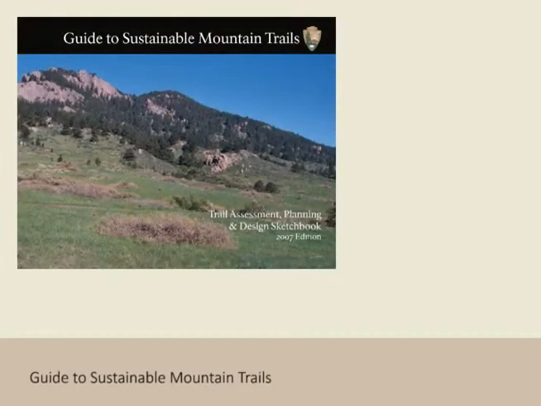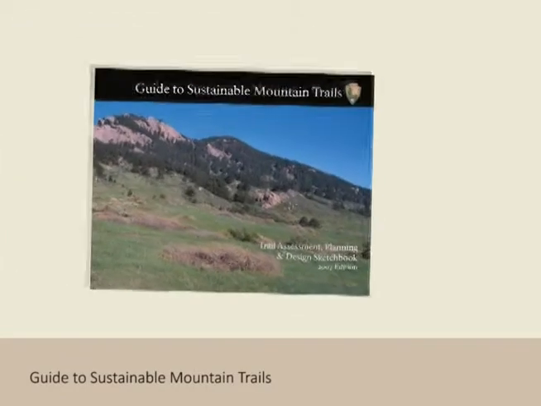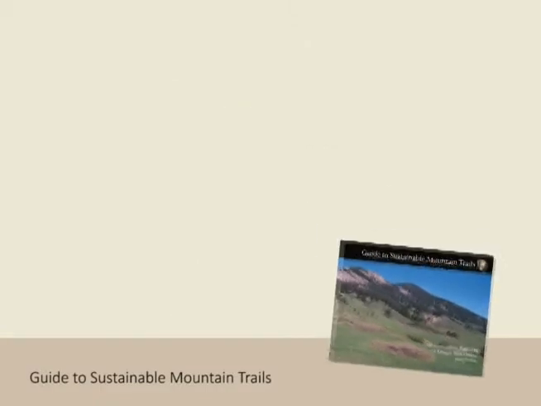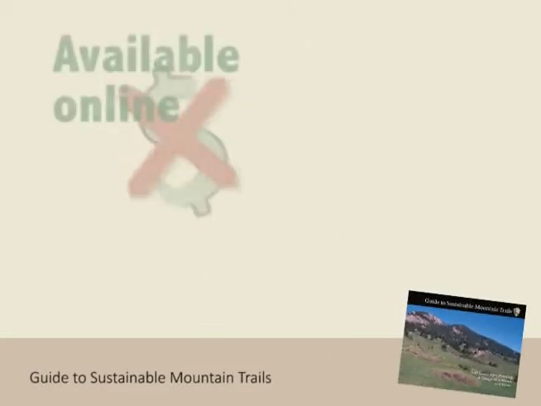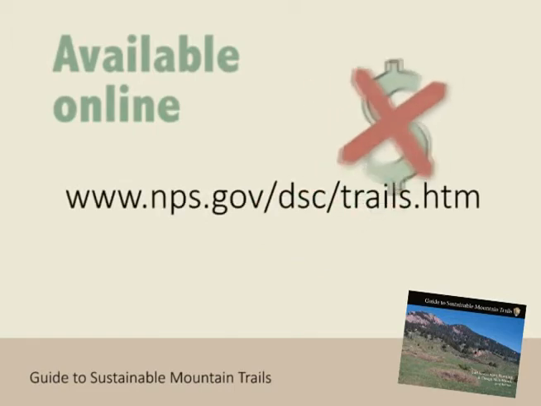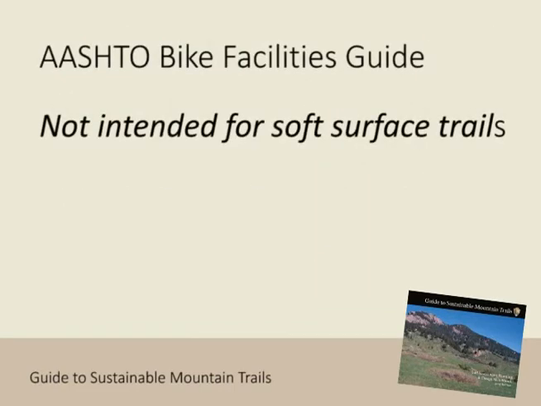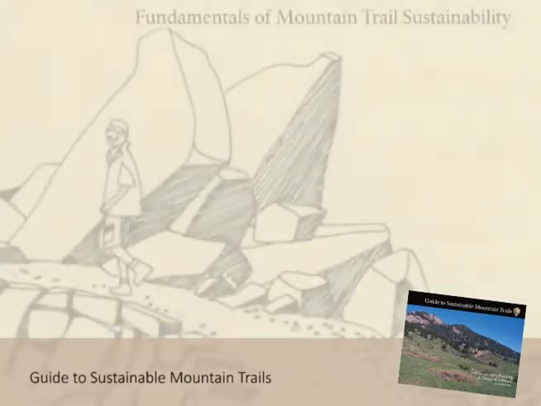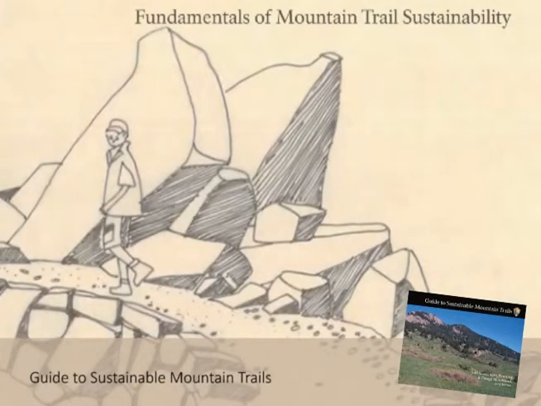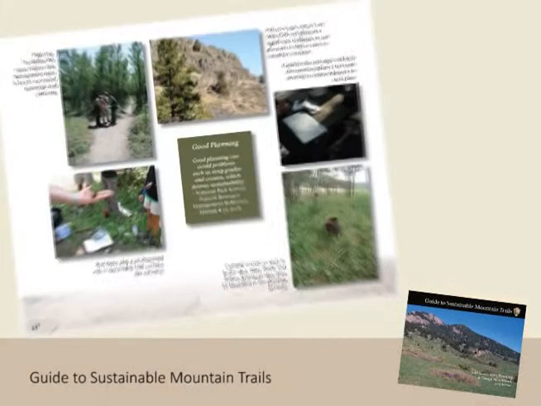The Guide to Sustainable Mountain Trails was developed by the National Park Service in cooperation with the Colorado Outdoor Training Initiative in 2007. It is a free resource document that can be found on the National Park Service website. As mentioned earlier, AASHTO's Guide for the Development of Bicycle Facilities specifically identified that it was not intended to be used for the design of soft surface tracks. If your bicycle pedestrian challenges involve soft surfaces, you might consult this guide.